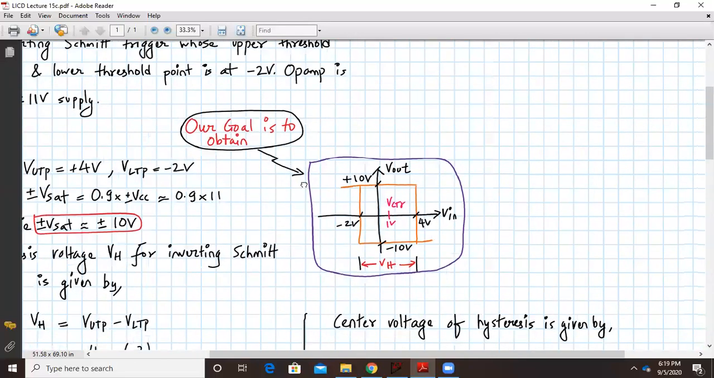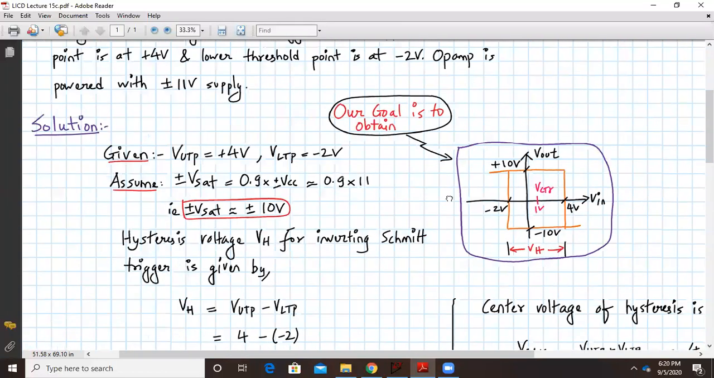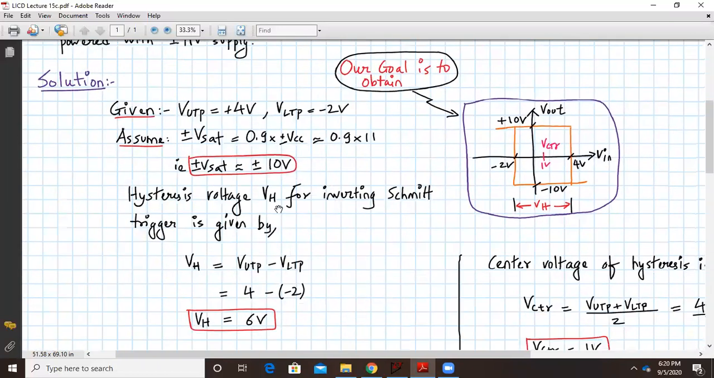So basically, if we summarize in terms of a hysteresis curve, we want to achieve this goal. The upper threshold point should be plus 4, the lower threshold point should be minus 2, and plus or minus VSAT will be close to 90% of VCC. In this case, it will be plus 10, minus 10. And this will be my hysteresis voltage. So this is the hysteresis curve with which we want to design the circuit, so our design circuit should produce such results.